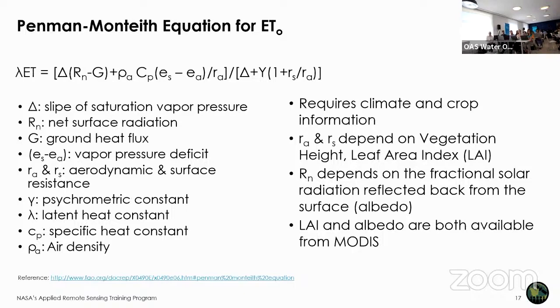So there's a latent heat constant, a specific heat constant. So there's a number of constants in there, and those values don't really change. But the dynamic variables are the ones that are important to be able to run this and generate evapotranspiration. Okay, next slide.